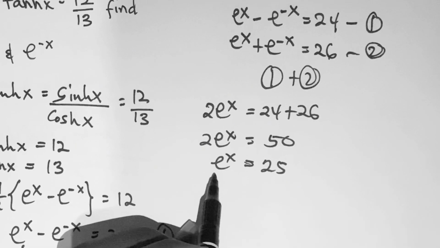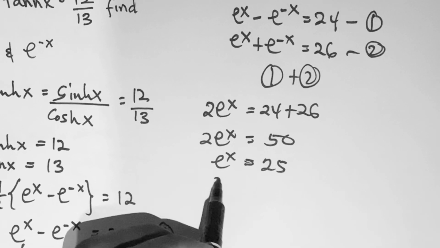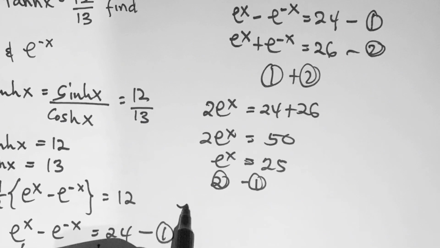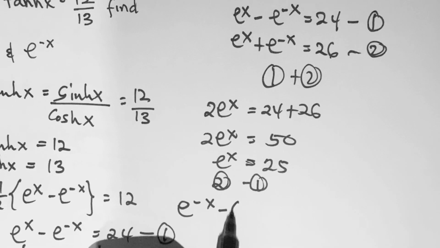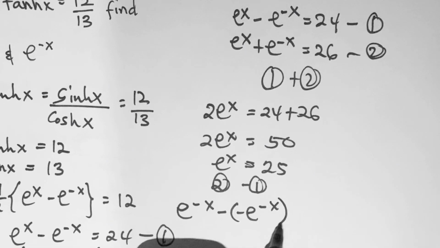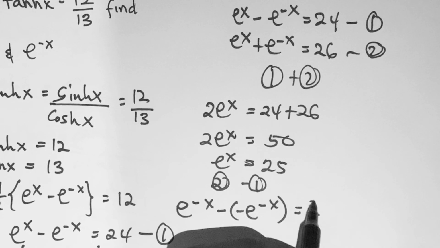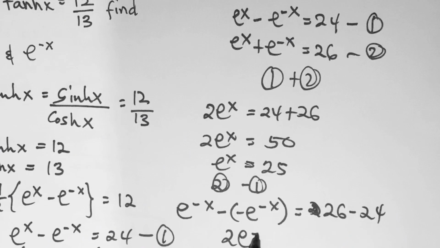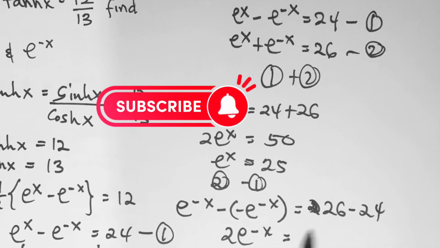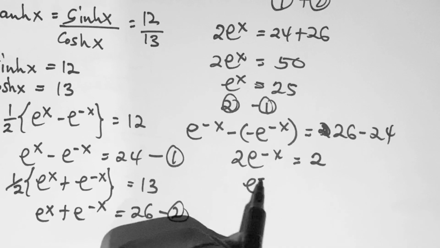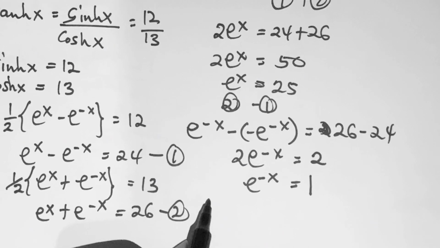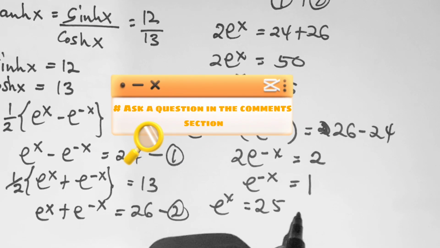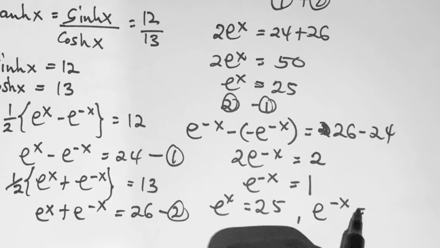And then let's subtract equation 1 from equation 2. So it becomes exponent minus x plus exponent minus x equals 26 minus 24. So 2 exponent minus x is equal to 26 minus 24 is 2. So exponent minus x is equal to 1. So therefore, exponent x is equal to 25, and then exponent minus x is equal to 1.